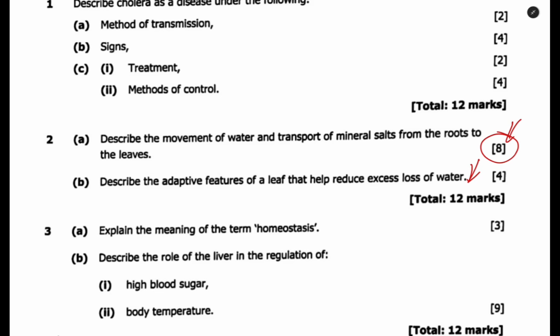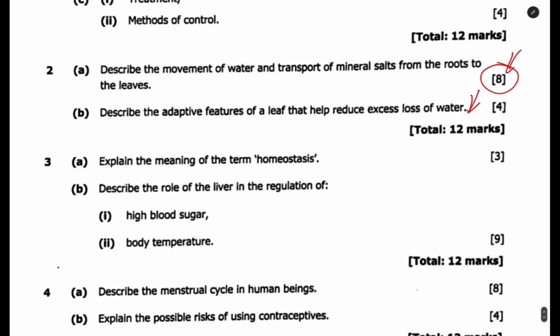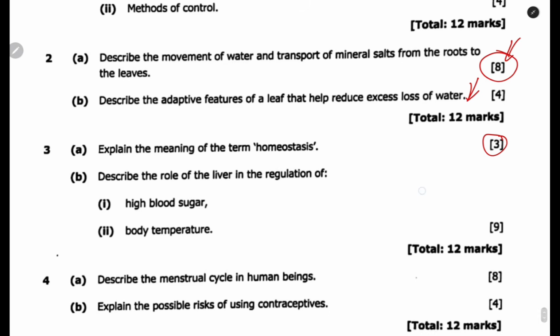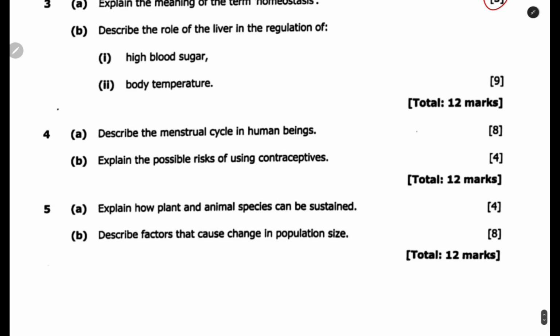Explain the meaning of the term homeostasis. Then describe the role of the liver in regulating blood sugar, temperature. Then question 4, describe the menstrual cycle in humans. Then, explain the possible risk of contraceptives.